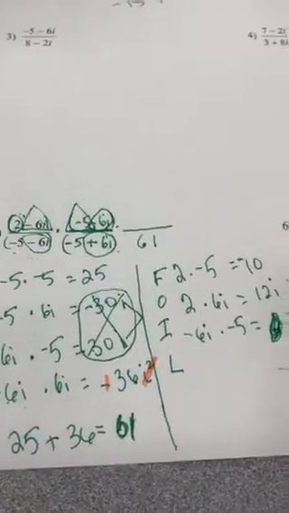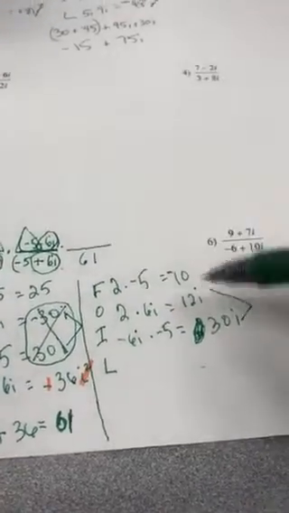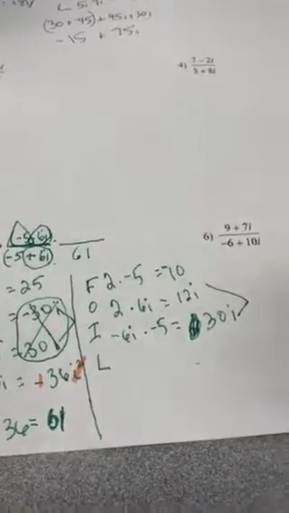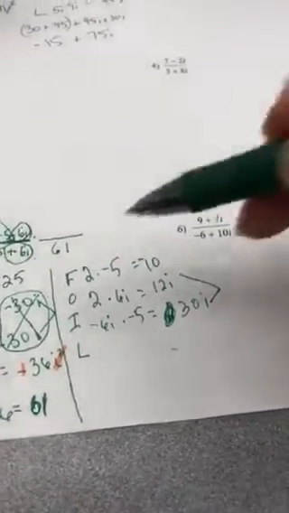Look here at my 2 i's. They do not cancel out, do they? If I have 12 i's and you give me 30 i's, I now have 42 i's. They don't go away.